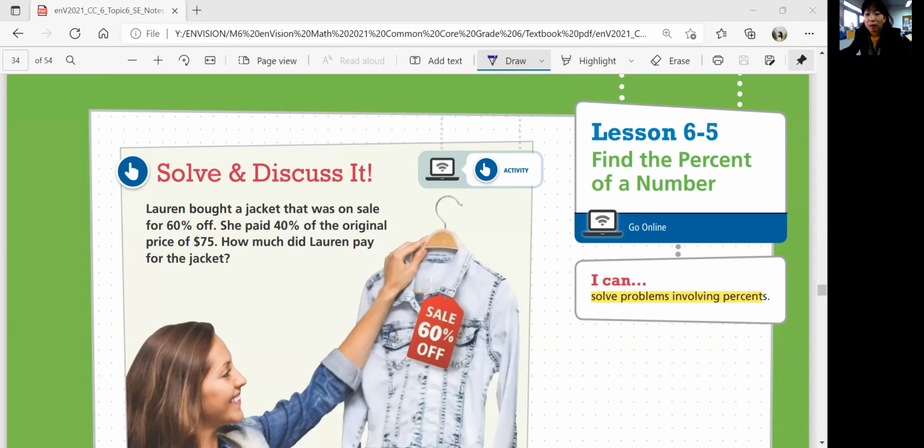Lauren bought a jacket that was on sale for 60% off. She paid 40% of the original price of $75. How much did Lauren pay for the jacket? Have you bought something on sale? What was the original price? What was the percent discount?